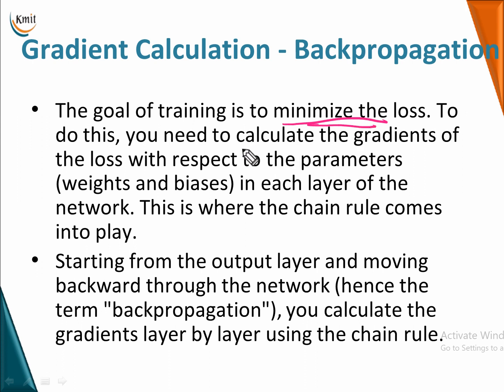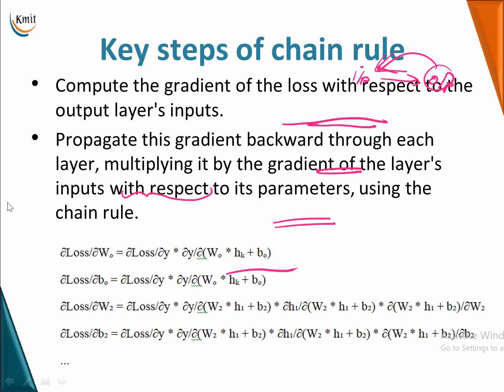In order to do this, you need to calculate the gradients of the loss with respect to the parameters of the model. So what are the parameters of the model? The weights and biases. For every layer you have a weight and bias, and you will have to calculate the gradient of the loss function with respect to them. This is the point where the chain rule comes into the picture, and it really eases our mathematical calculation. It doesn't start from the input, it actually starts from the output. That's why it's called backward propagation. Starting from the output layer and moving backward throughout the network, you calculate the gradients layer by layer using the chain rule. So this is how the chain rule helps you in backpropagation.